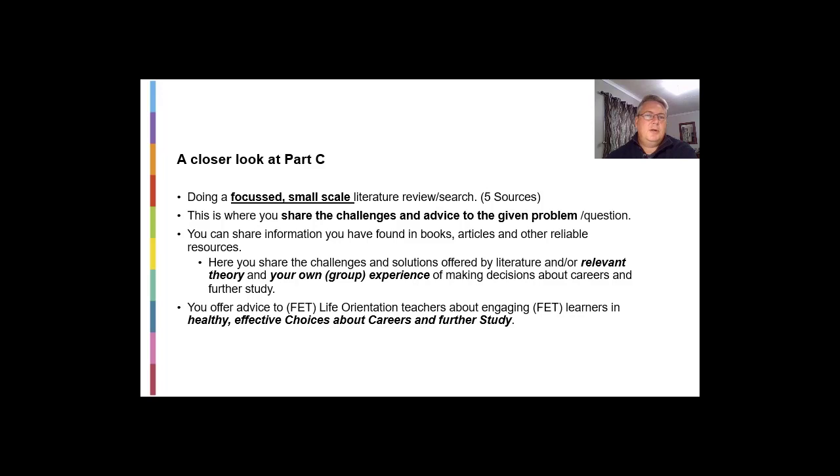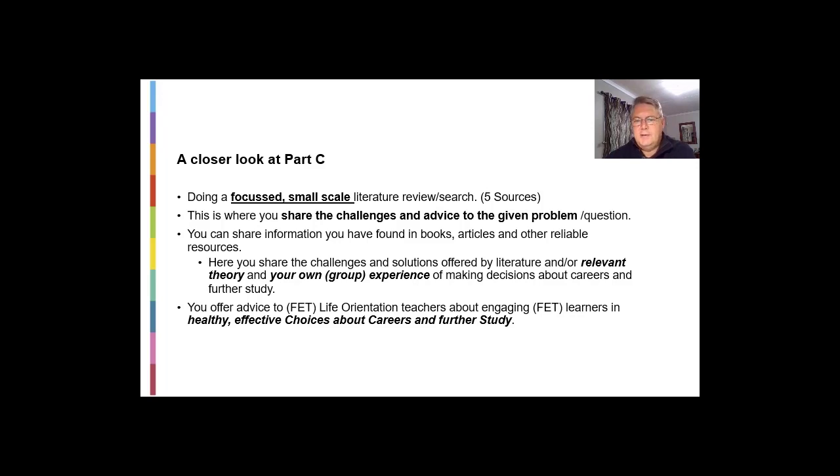Right, let's take a closer look at Part C then, the last part. Here's where you are doing a focused small-scale literature review or search. I'm saying at least 5 sources. That's at the very least. I would say for this assignment, if you go past 10, you are stretching it too long. But 5 sources: your 2 prescribed sources plus another 3 of your own.